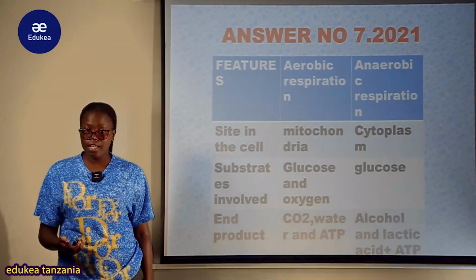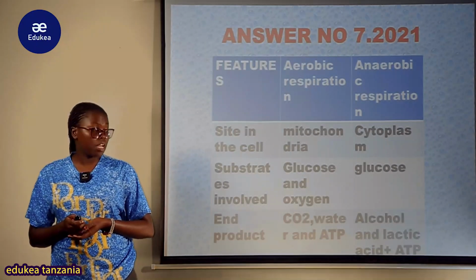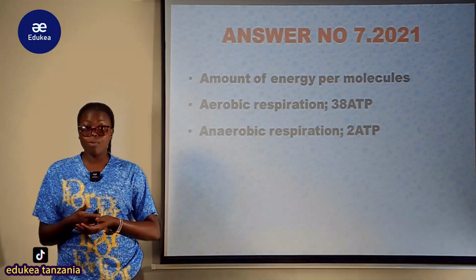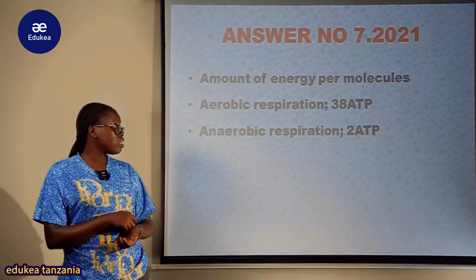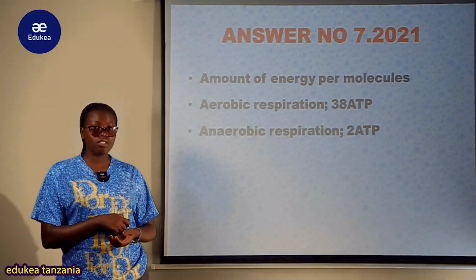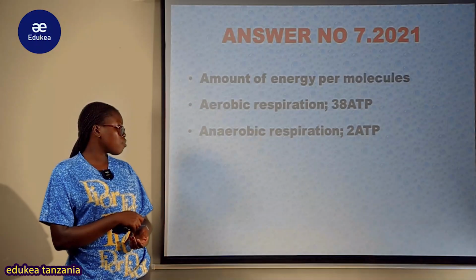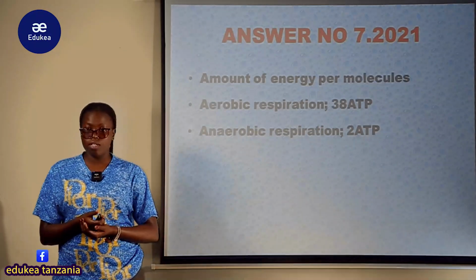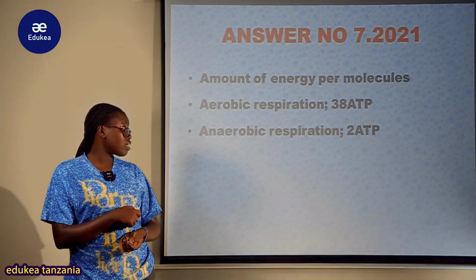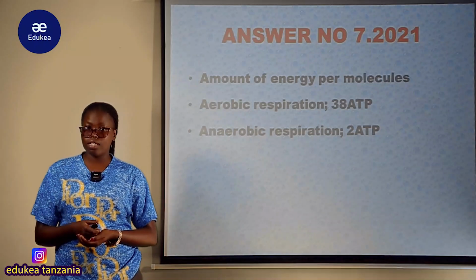The last factor ilikuwa ni depending on the amount of energy ambayo ina be released per molecule. So the last one ilikuwa ni amount of energy per molecule which are produced. Katika aerobic respiration the amount of ATP ambayo ina be produced ni 38 ATP. Lakini katika anaerobic respiration the amount of energy ni only 2 ATP. So this total tunapata ni 40 hapa katika respiration, na kuwepo na zingine ambazo unaweza kupata total of 48 energy.